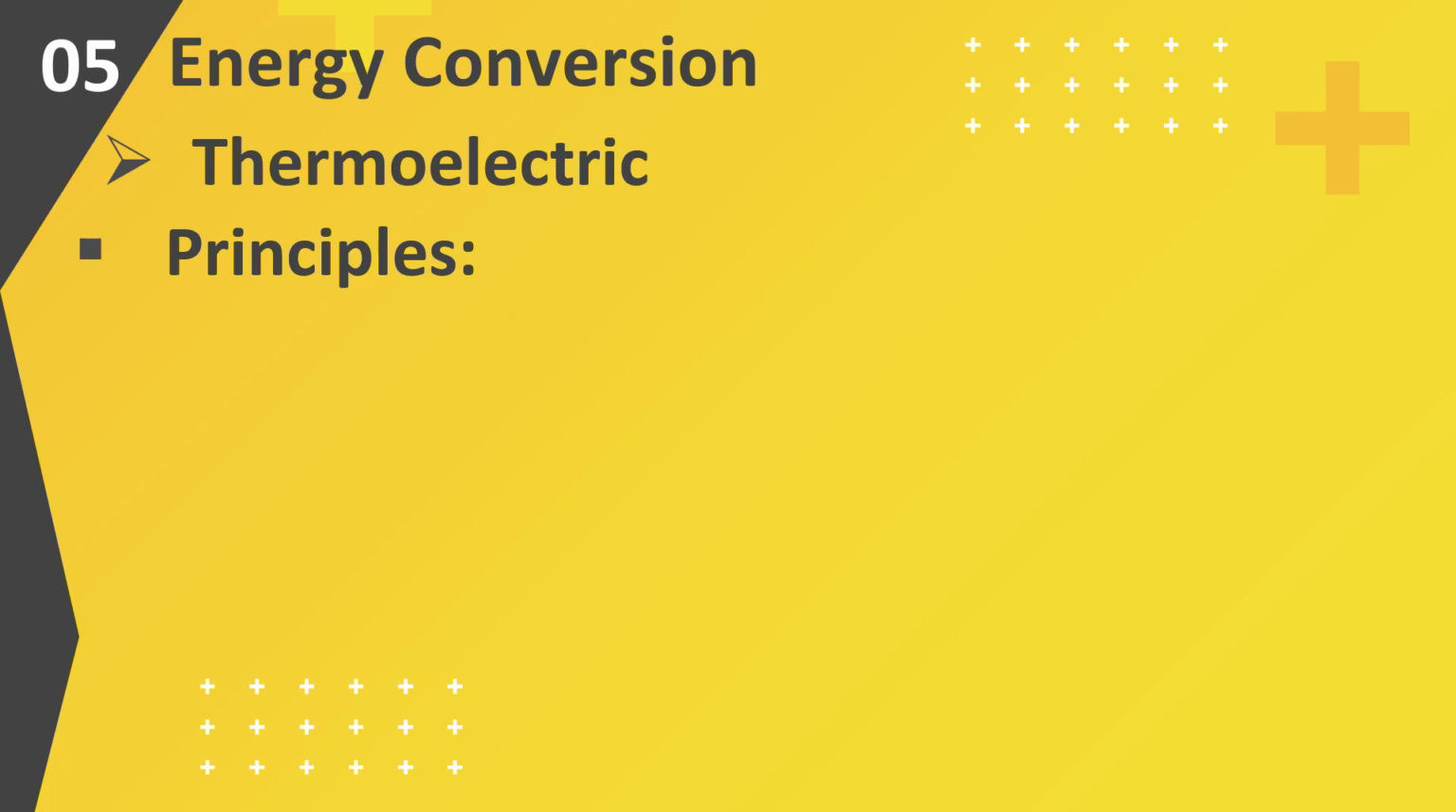Peltier effect: the Peltier effect is the phenomenon where an electric current flowing through a thermoelectric material creates a temperature difference. This effect is based on the principle that when an electric current passes through a junction of two dissimilar conductors, heat is either absorbed or released at the junction, depending on the direction of the current.